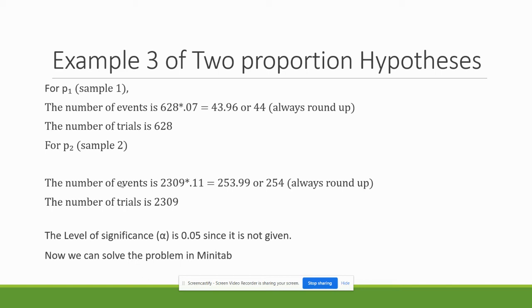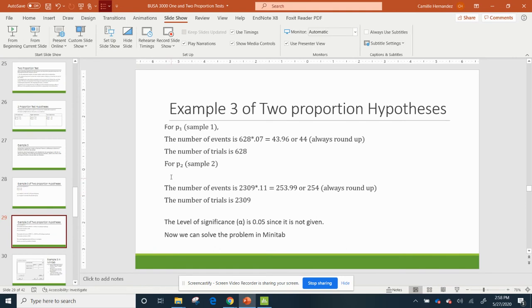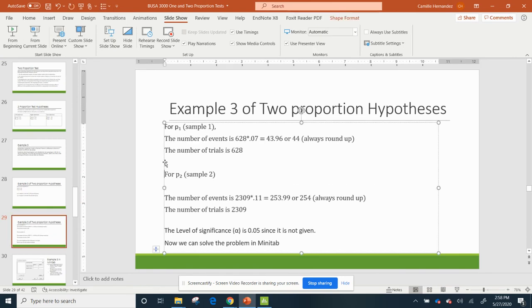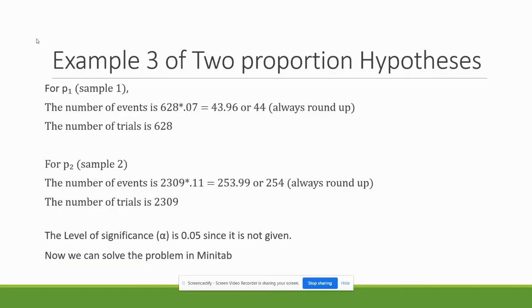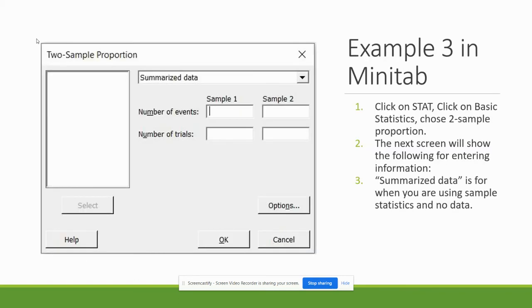For sample 2, or P2, the number of events is 2,309 times 0.11, which is 11%, to give me 253.99, or 254 because I'm rounding up. And again, the number of trials is 2309. Okay, level of significance is 0.05 since it's not given. Remember, if I don't give it to you, assume it's 0.05.